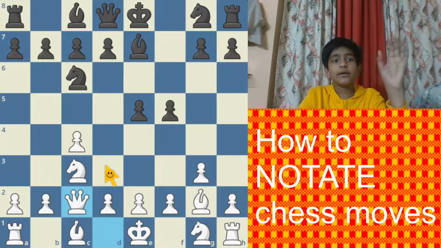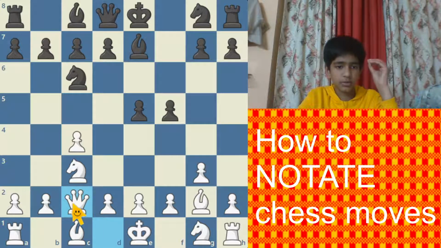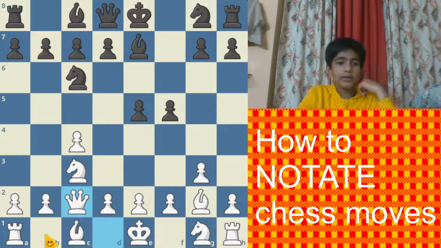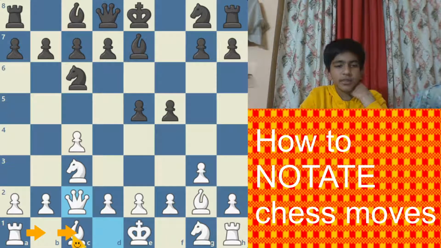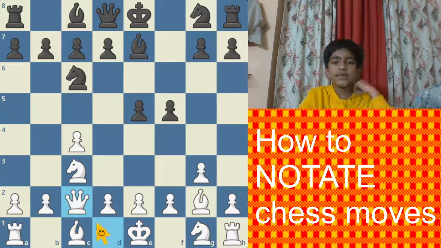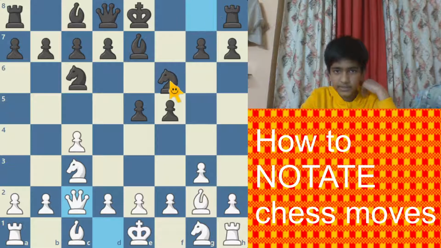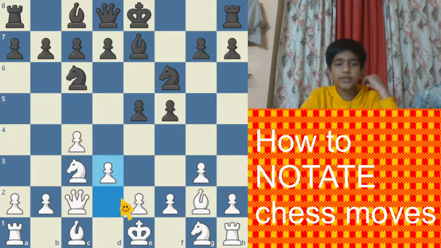So you write a capital Q and then the square which the queen lands on. So capital Q, and A, B, C and 1, 2. So queen C2. Then let's say knight goes to F6 and D3, let's say.